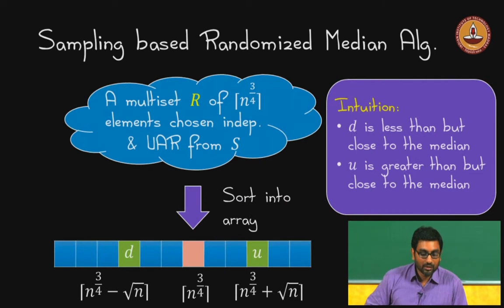And the third object, well, before we go to the third object, what we do is we take this second object R, we sort it, and we pick out 2 elements D and U from this array. And our intuition is that D should be less than the median, but close to the median. It should not be too far from the median. Similarly, U should be greater than the median, but again close to the median. So, this is the intuition based on which the algorithm works. Of course, in our analysis today, we will be proving this intuition formally.